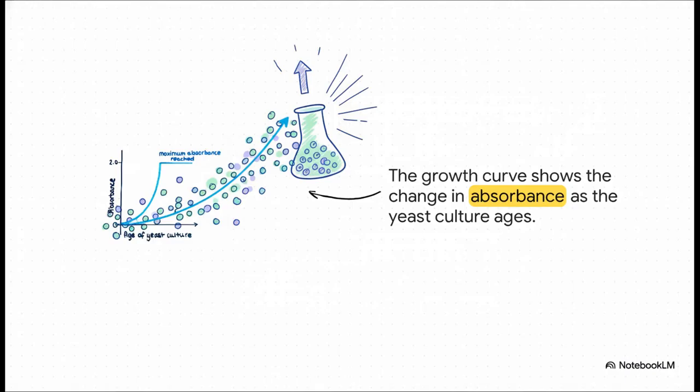This is it. Check this out. On the bottom axis, you've got time, the age of our culture. And on the vertical axis, going up, is the absorbance. That's our cloudiness meter. You can see it starts out low and flat, right? Not much is happening. But then, bam, it enters this phase of incredibly rapid exponential growth. The curve just shoots straight up. That's the population explosion in action.